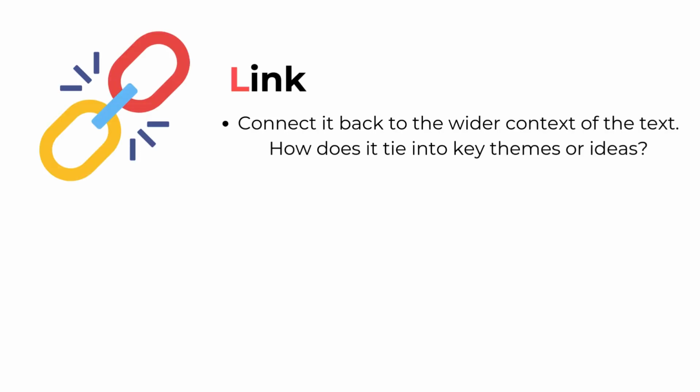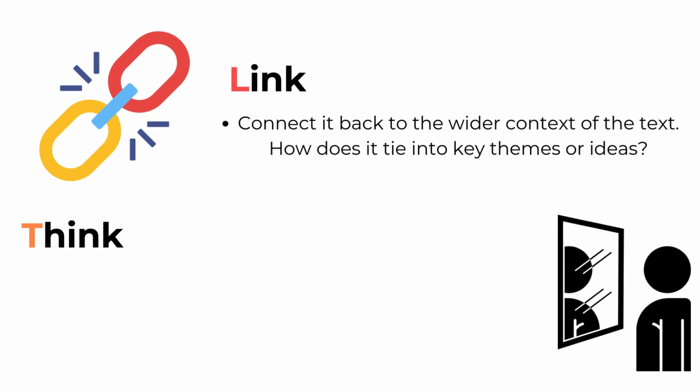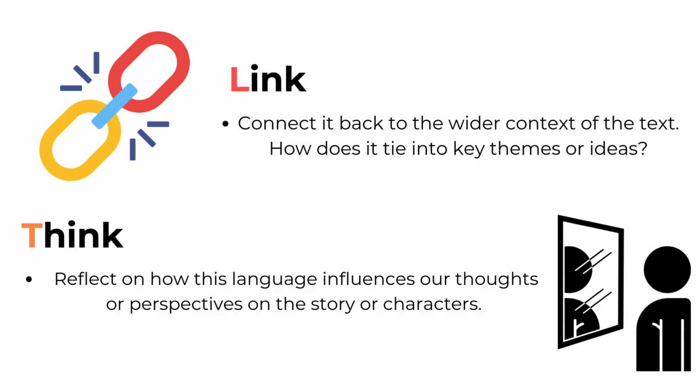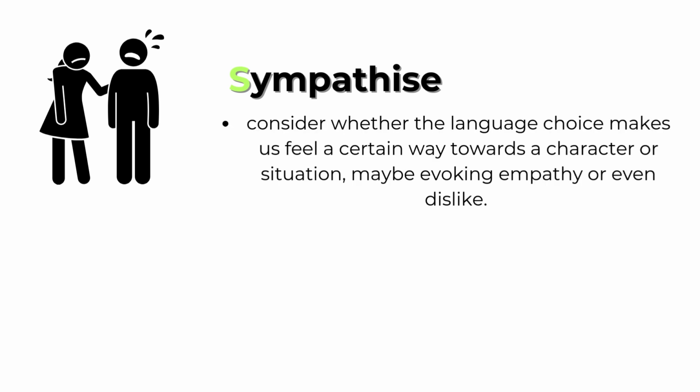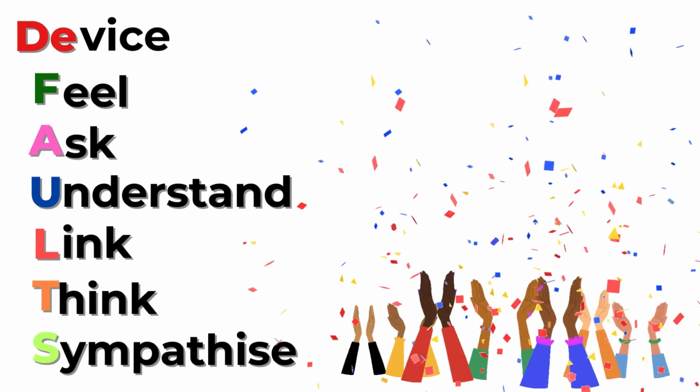Link. Connect it back to the wider context of the text. How does it tie into key themes or ideas? Think. Reflect on how this language influences our thoughts or perspectives on the story or characters. Sympathize. Finally, consider whether the language choice makes us feel a certain way towards a character or situation, maybe evoking empathy or even dislike. Let's apply DeFAULTS to an example from A Christmas Carol.